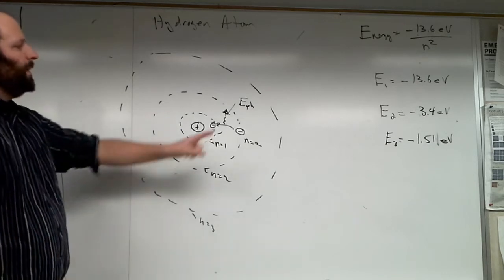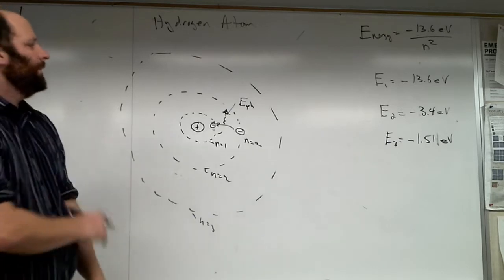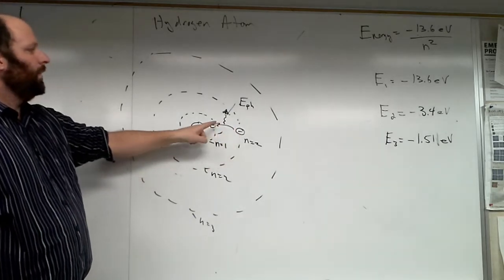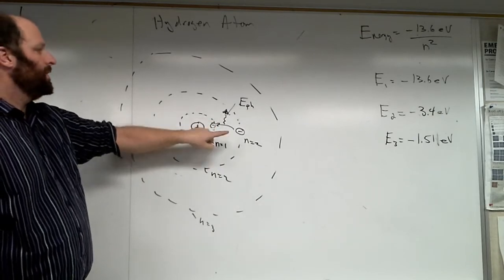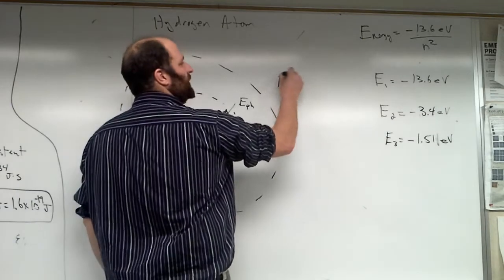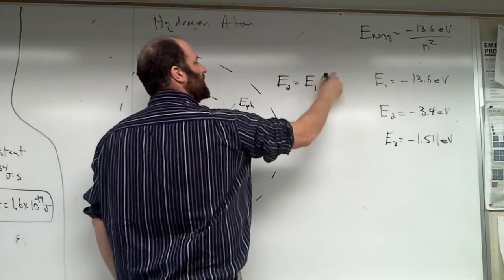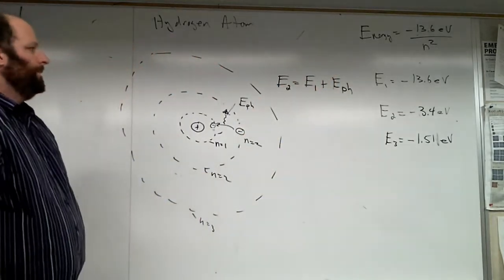The relationship here between the energies is a very simple arithmetic relationship. Whatever energy I started with has to equal whatever energy I ended with plus the energy of the photon. So I could say the energy at state 2 has to equal the energy at state 1 plus the energy of the photon. And I can write that out mathematically like this.